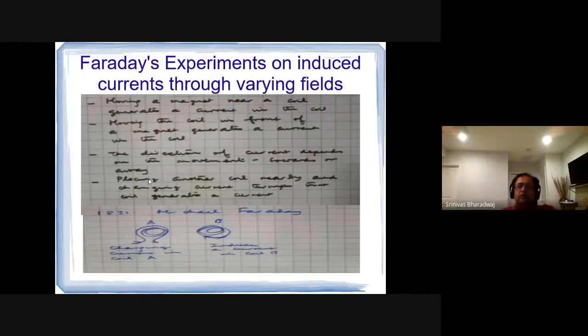Now if you move a magnet near a coil like that, you have the same thing. The faster you move it, the greater the current that is generated. So the varying magnetic field is what causes the induced current. So moving it in front of a magnet, and if you do this, the bulb will always light up.